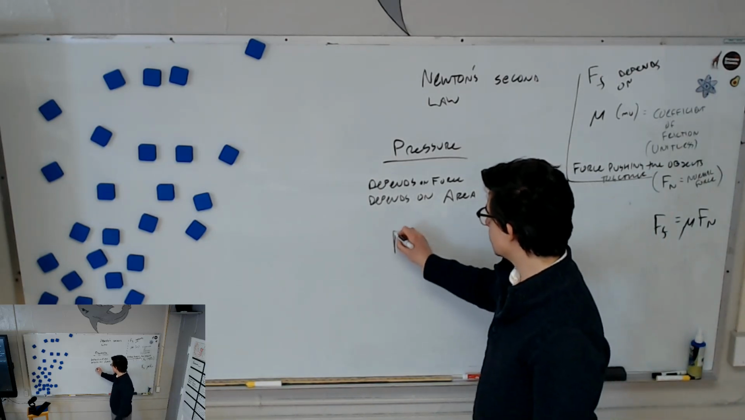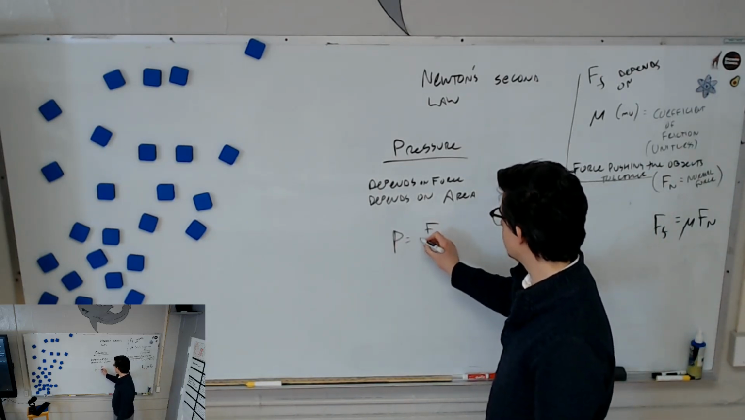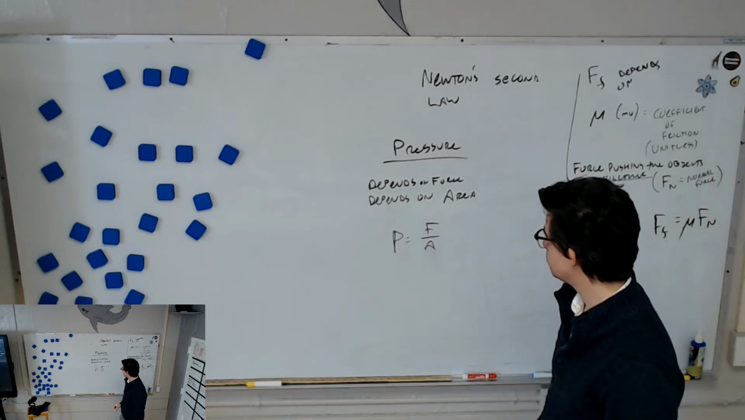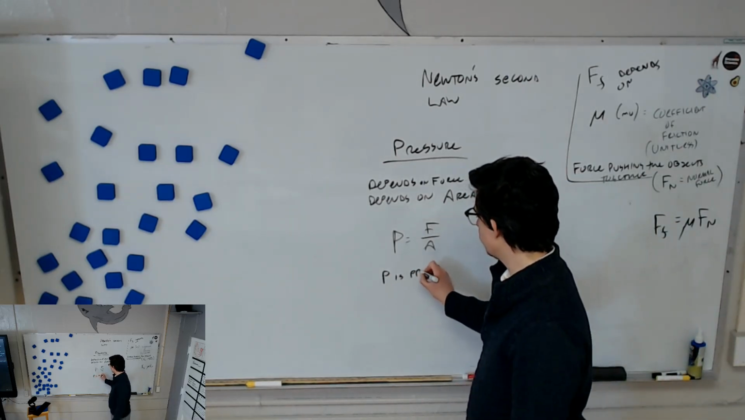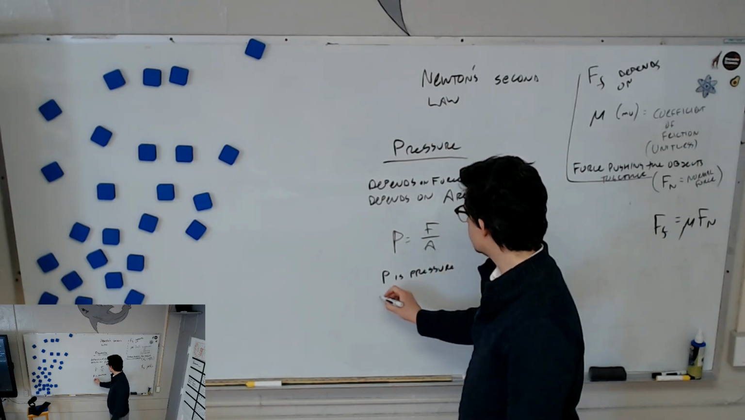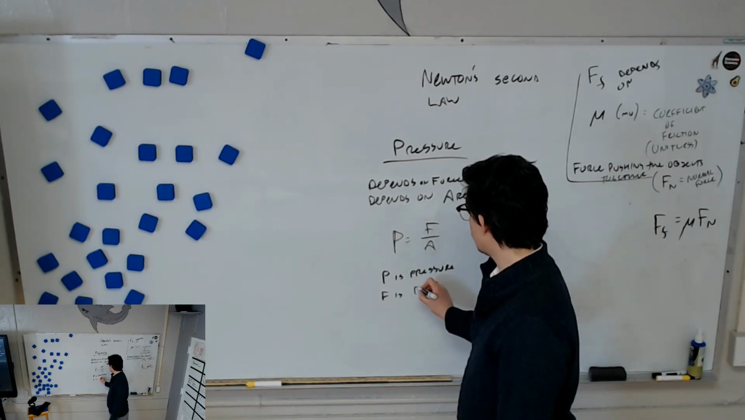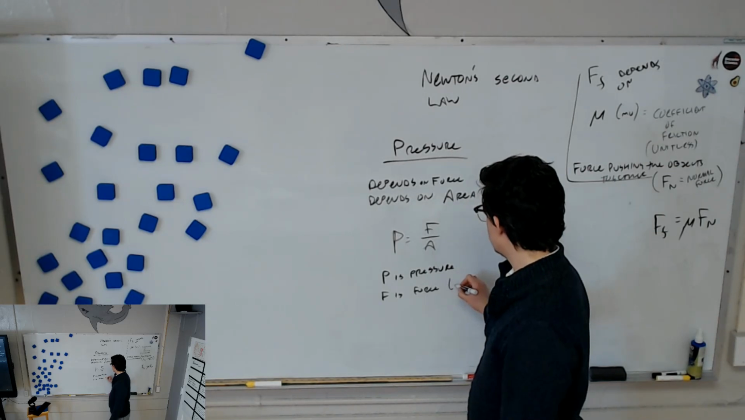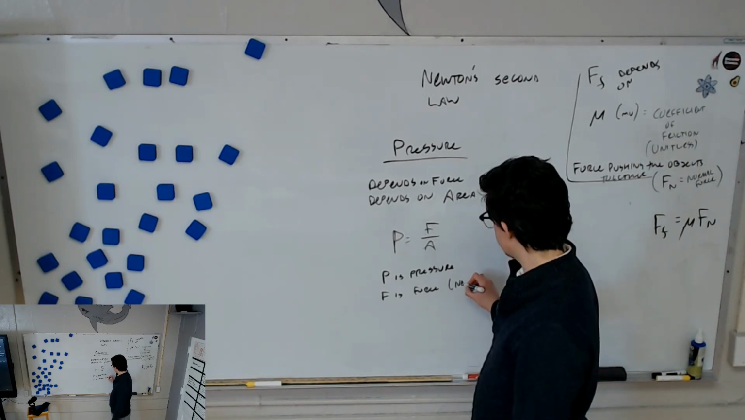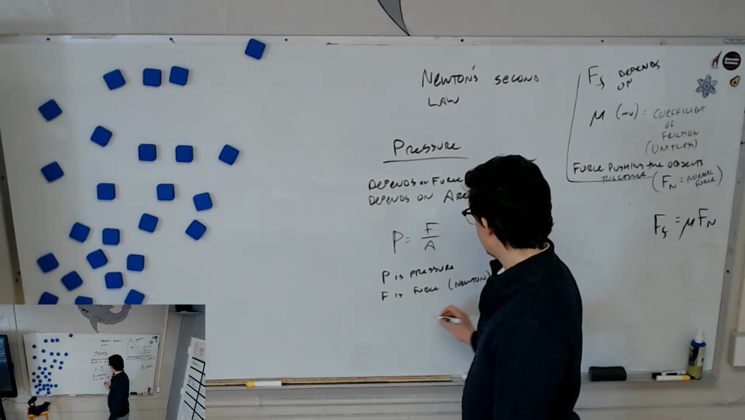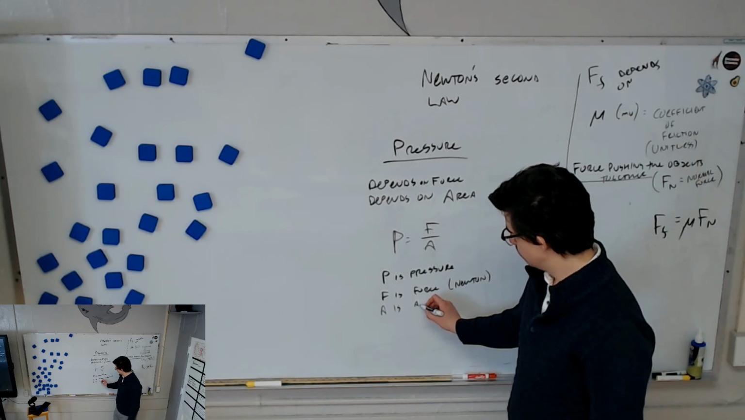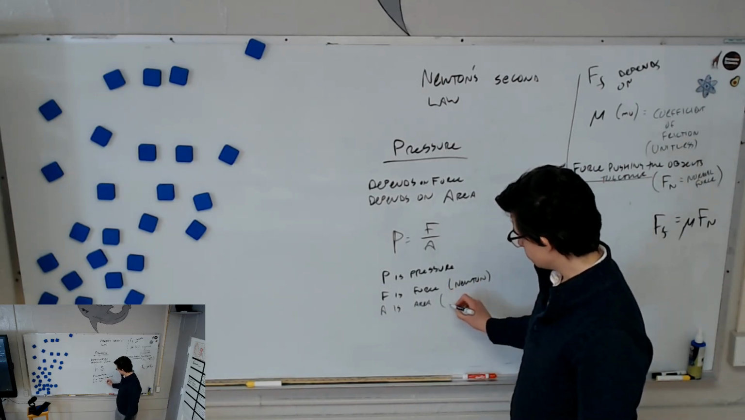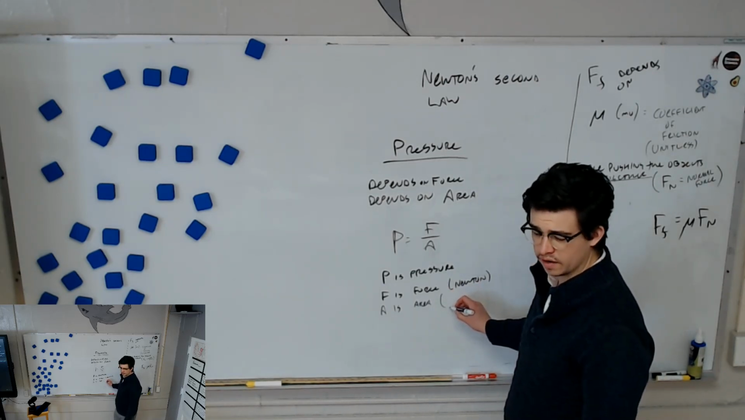And it does it in this way. Pressure equals F divided by A, where P is pressure. We'll talk about the units in a second. F is force measured in Newtons. And A is, no, that's lowercase a. Capital A is area. And what would our SI unit for area be, do you reckon?